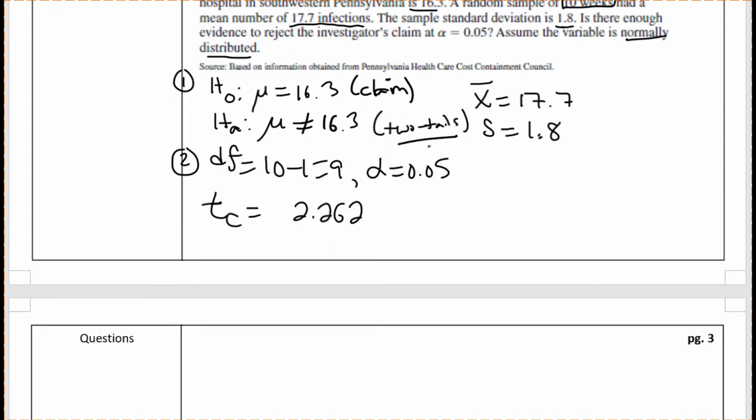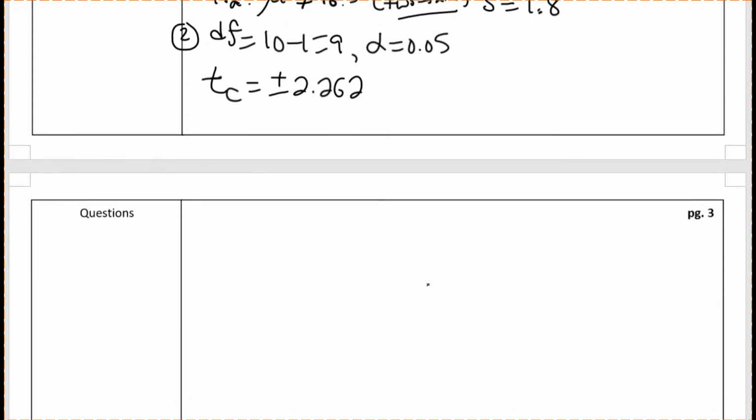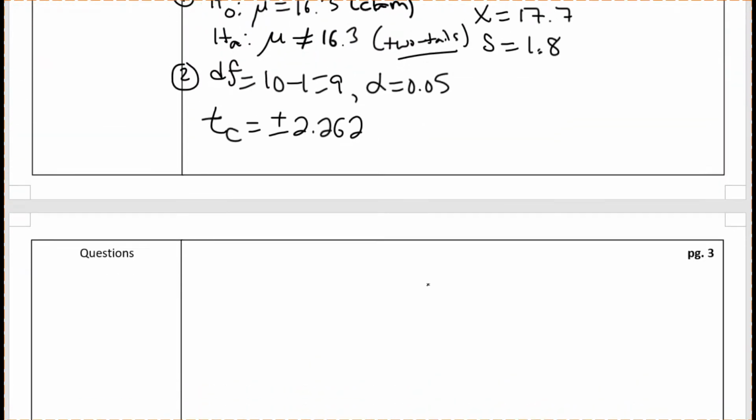Now, since it is a two-tailed test, we have a plus or minus version of the critical value. All right, so that is it for our critical. So now our next step, we're going to compute the test value. I'll do that over here. So we're going to do a t-test. We're going to calculate it.